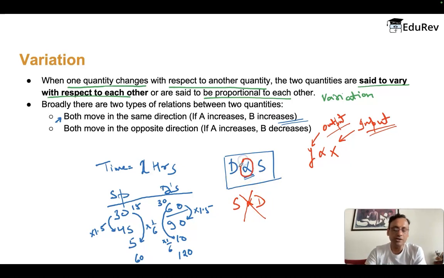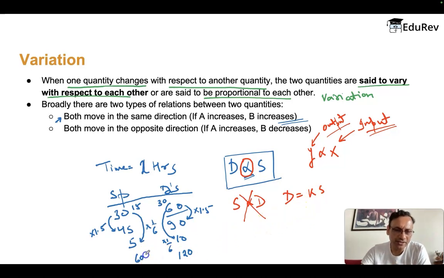Of course, you can't solve any question with this symbol. So what we do for this symbol is we remove this and we put a constant instead. So we say distance is equal to k into speed. Basically, proportionality gets replaced by a constant. And this constant again has a very important role here.